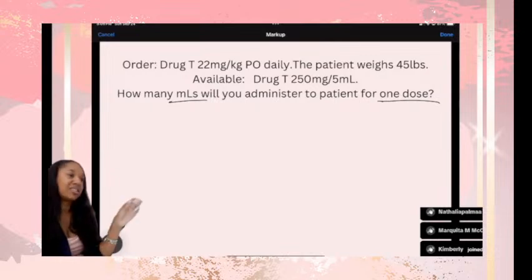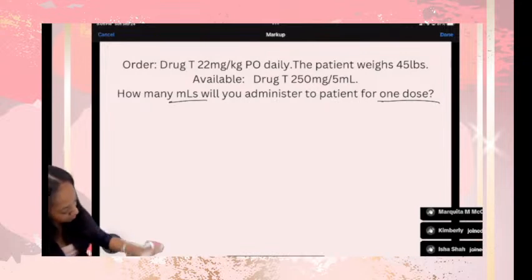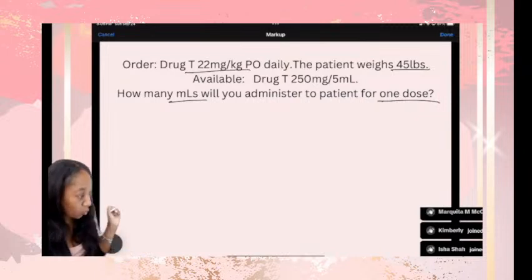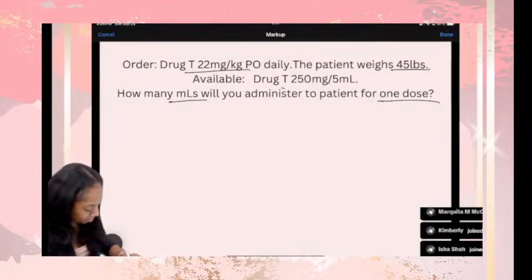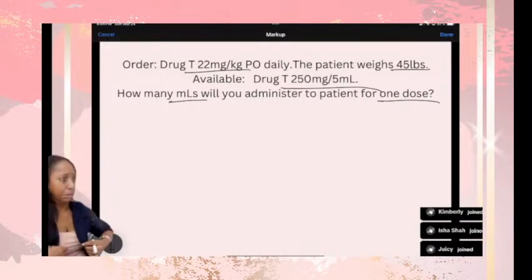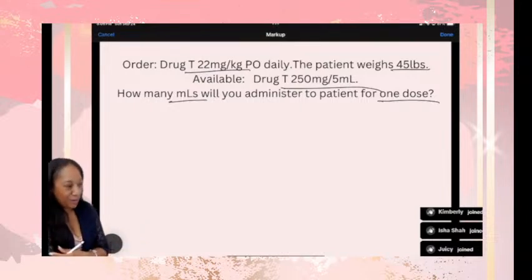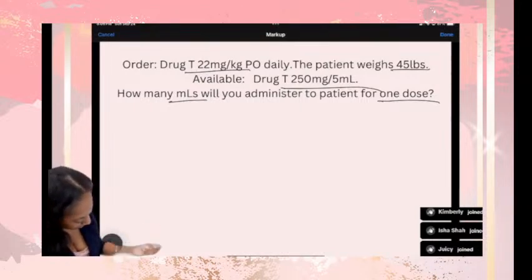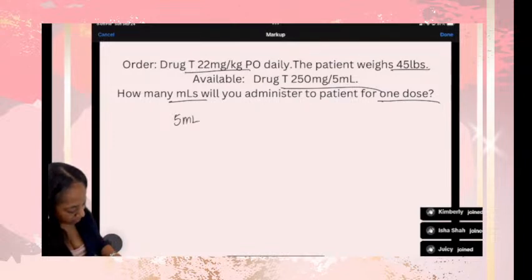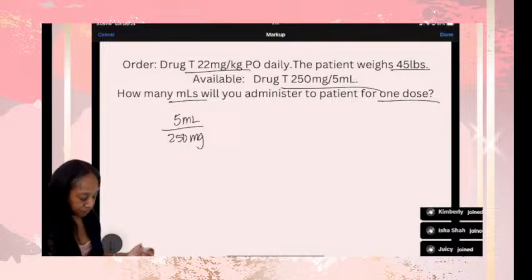We don't like that, okay? Nothing against jazz. I like jazz. But you don't need that fluff, okay? So our patient's weight is 45 pounds. Our order is this, and then this is our medicine. So we are looking for milliliters, so we're going to start with milliliters. That's going to be our third P, which is the medicine, the product. So 5 milliliters over 250 milligrams, okay?